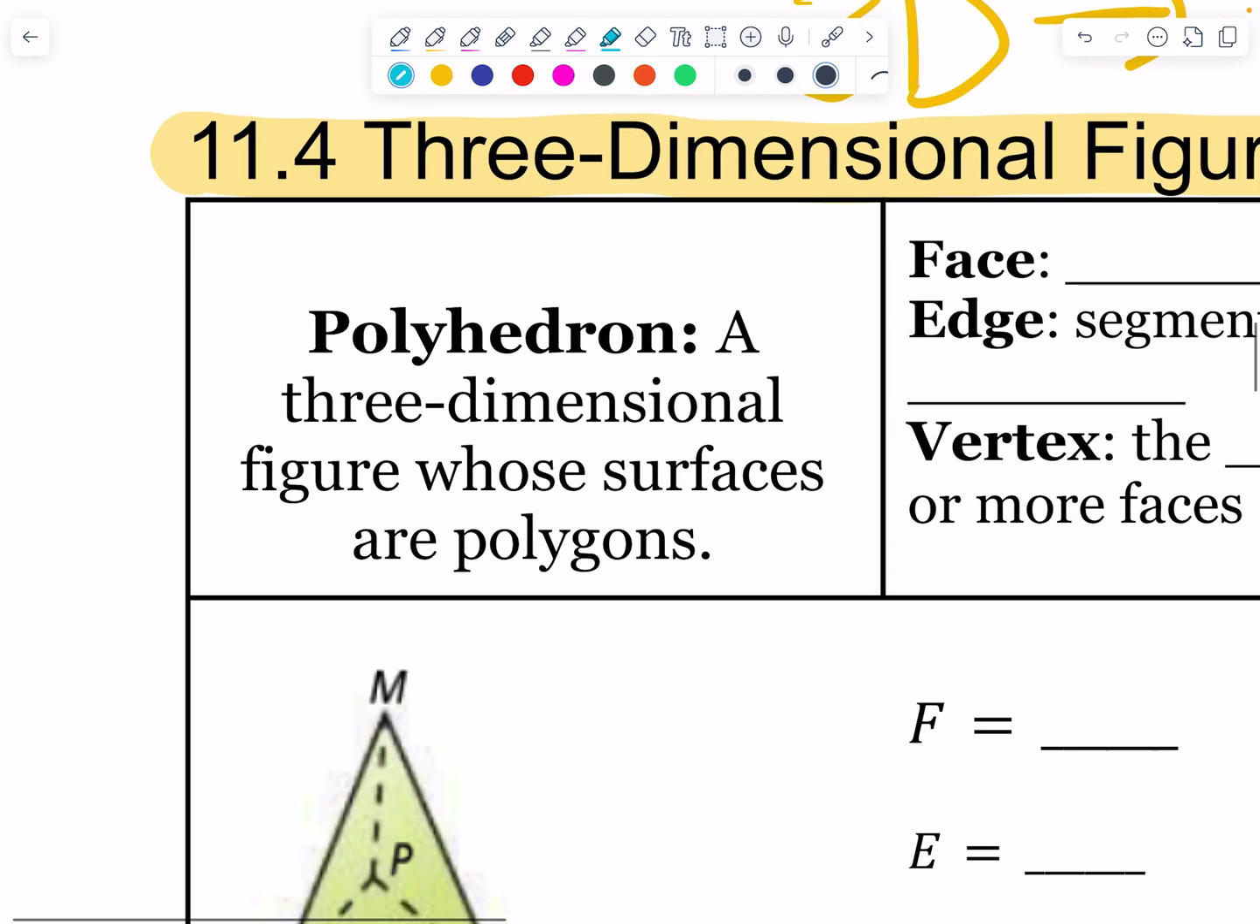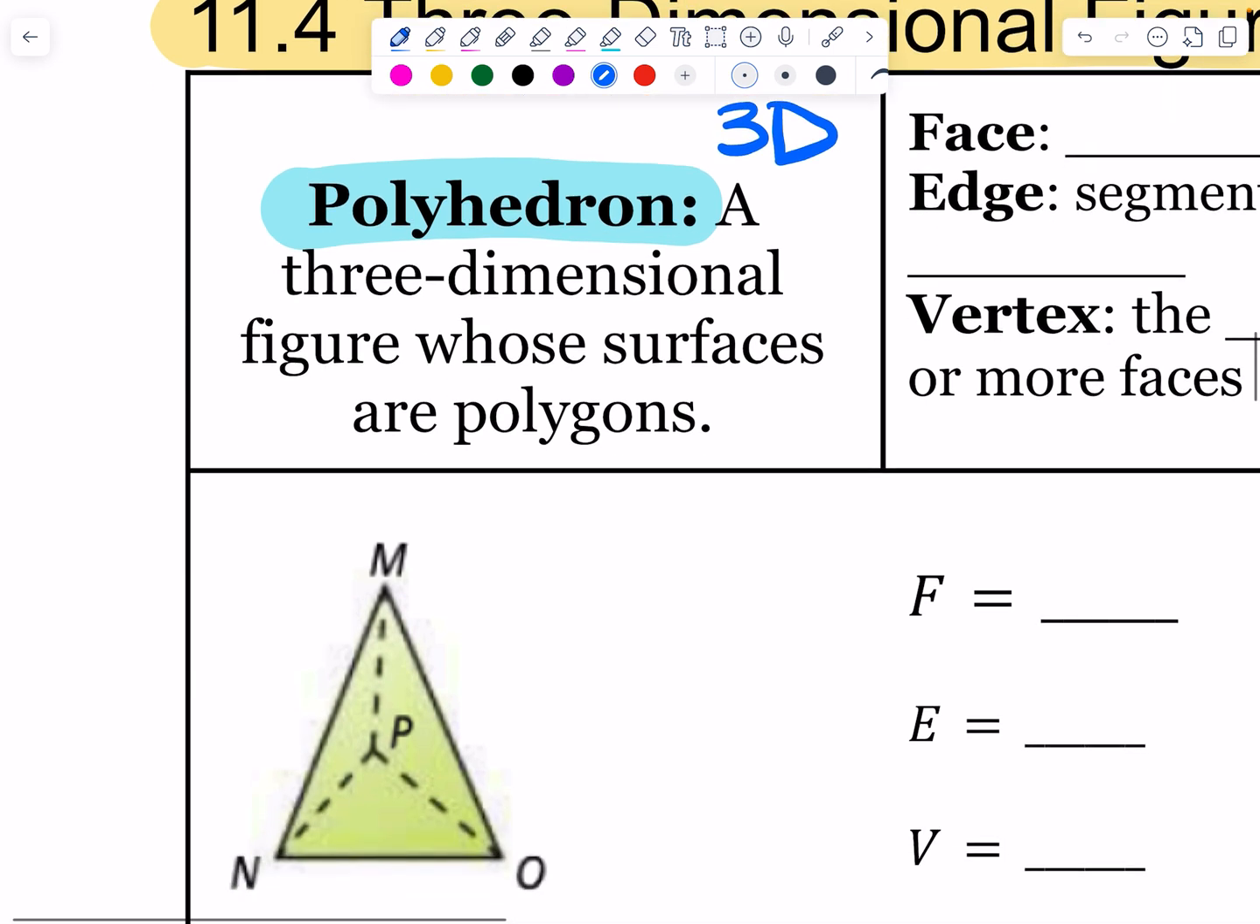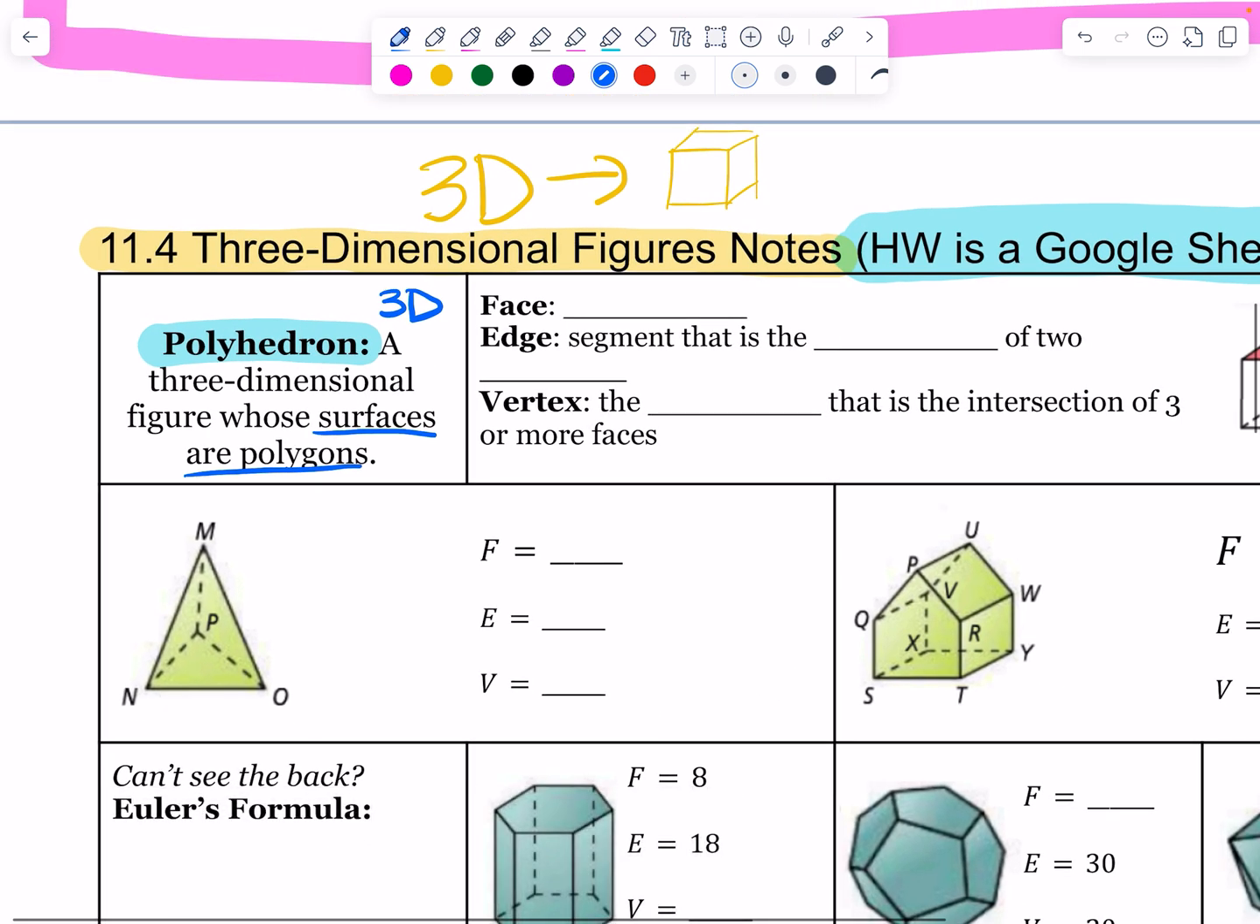All right, so what is a polyhedron? We know that a polygon is a 2D figure with flat edges, flat sides. But today we're going to be looking at 3D figures. So a polyhedron is going to be a 3D figure whose surfaces are polygons. So all of the surfaces in the shape are going to be polygons.